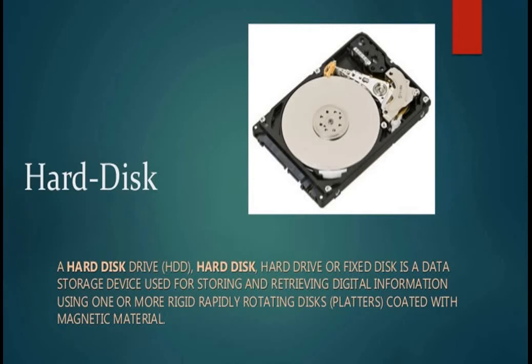Move to the next example, which is CD-ROM disk. Now you have to learn what is the full form of CD-ROM. CD means compact disk. R stands for read, O stands for only, memory. Let's revise again. Compact disk, read only, memory. This disk is also used for storing data.